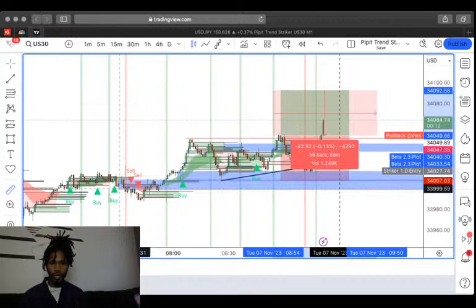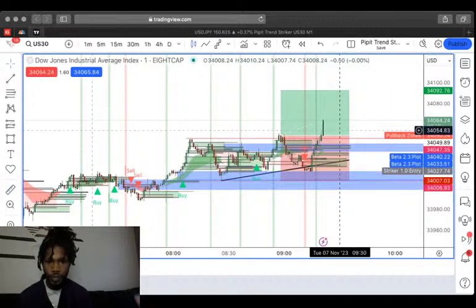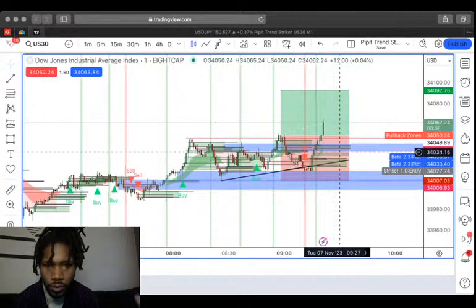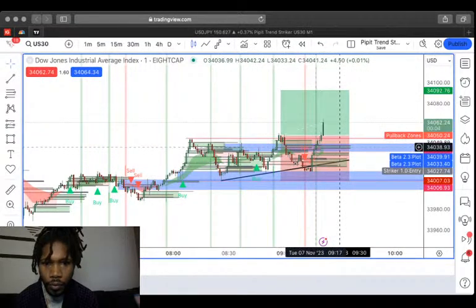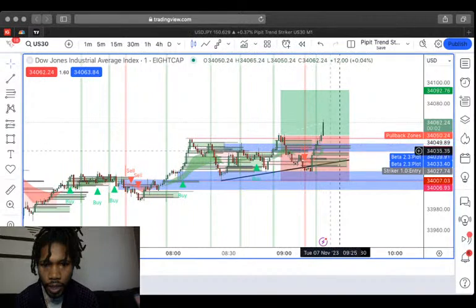We did get a break, so we could expect a break and retest. Ooh, yeah, we got the break of this high. We got the striker buy with the break. You can easily pull back into any of these zones right here to continue to the upside.